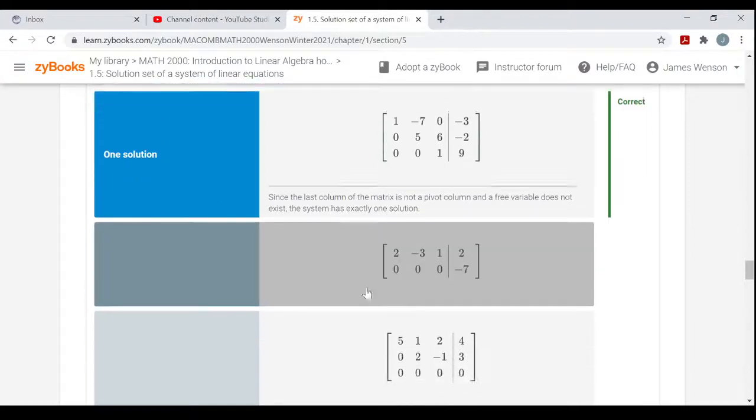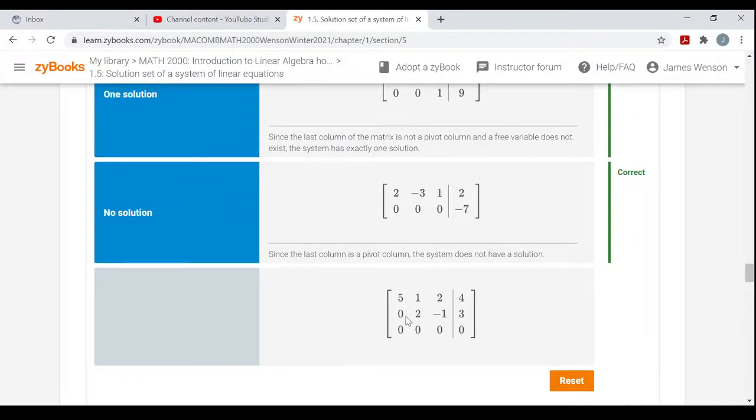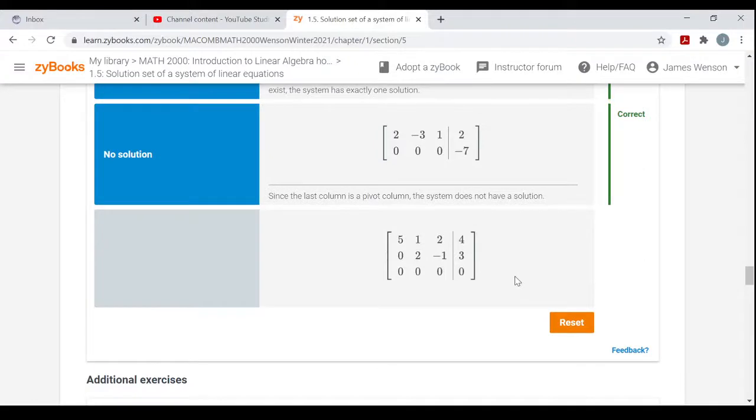And then of course this would have infinitely many. It has one free variable, right? There's a free variable. 0 equals 0 is fine. I keep saying that, right? 0 equals 0 is okay. A whole row of zeros, you can just ignore that.